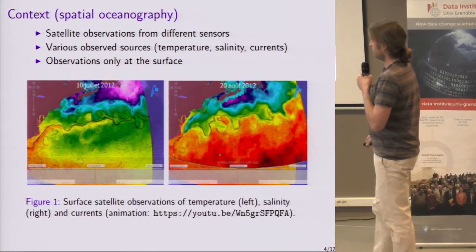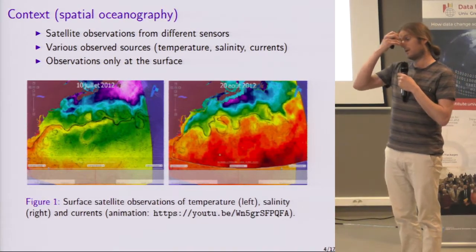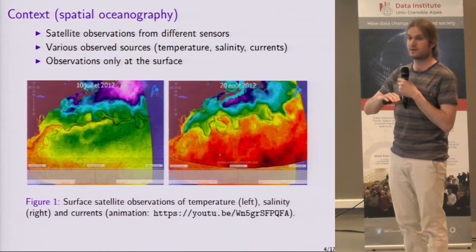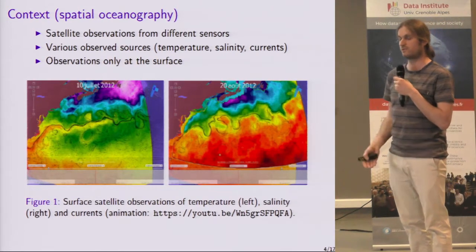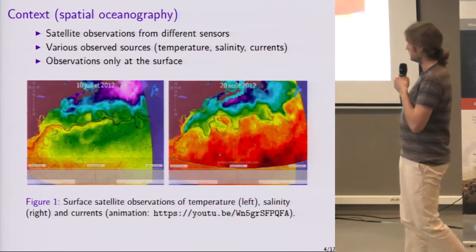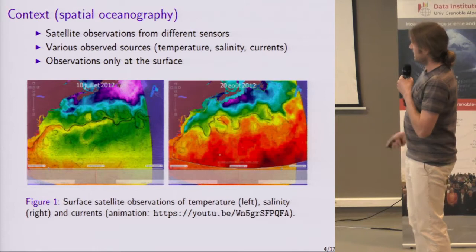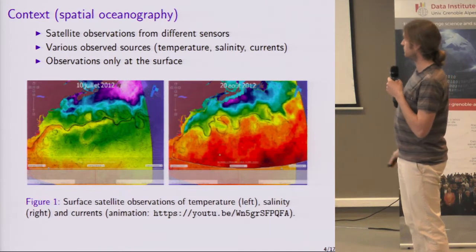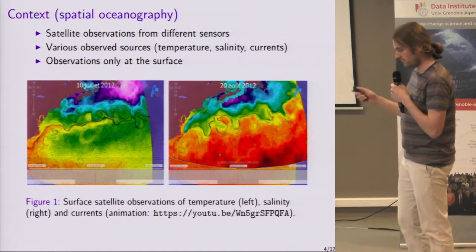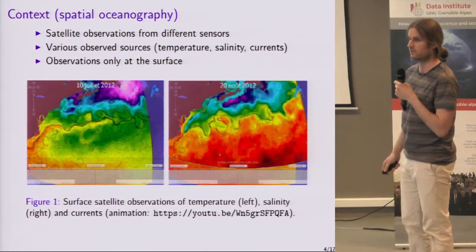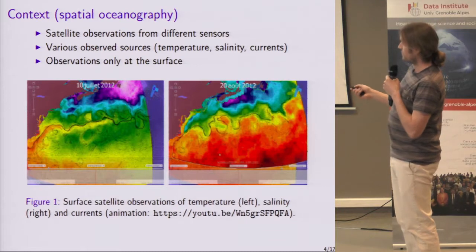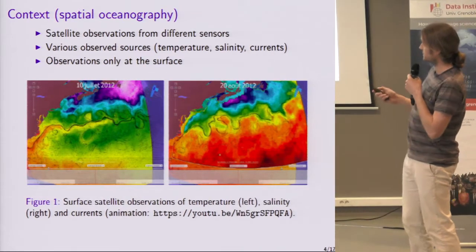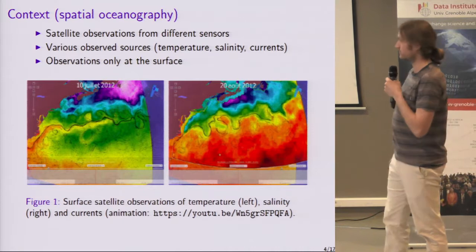So the problem of spatial oceanography is twofold. The first problem is that we only measure the surface of the ocean with satellites, so we don't have information about the depth of the ocean. Another problem is that all these instruments to measure temperature, salinity, and currents have very different resolution in space and time and different accuracy. For instance, the temperature has a very good spatial and temporal resolution. So this is one variable that is very well measured from space.